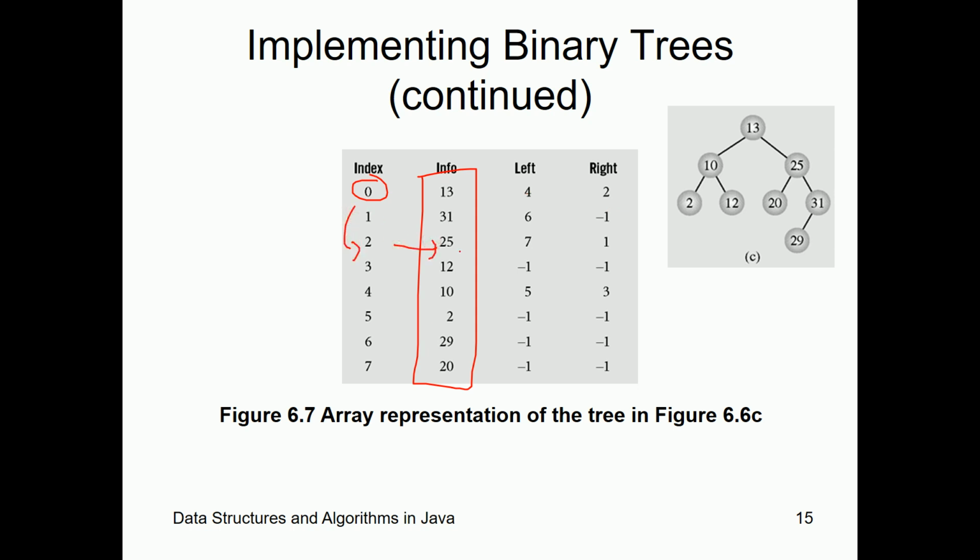Now, what's the number I'm looking for? Is it greater than 25? Yes. So go to the right again. Which one is the right? 1. So this is how it works. So index 0, then 2, then 1.